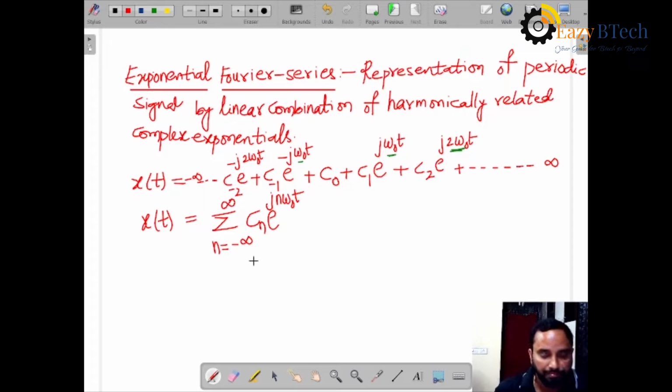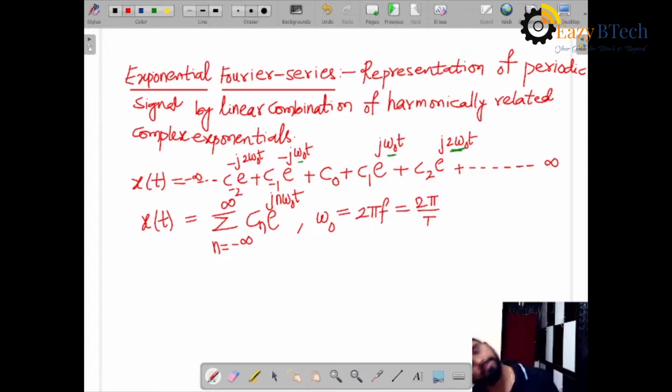Here, as already discussed, omega naught is equal to 2 pi f, which is 2 pi by T. T is the fundamental time period, and omega naught is called the fundamental frequency.